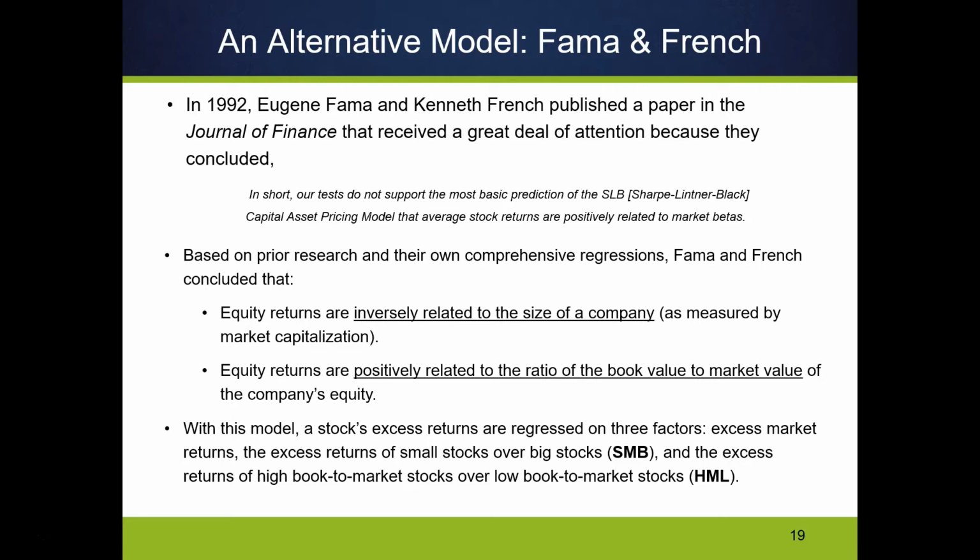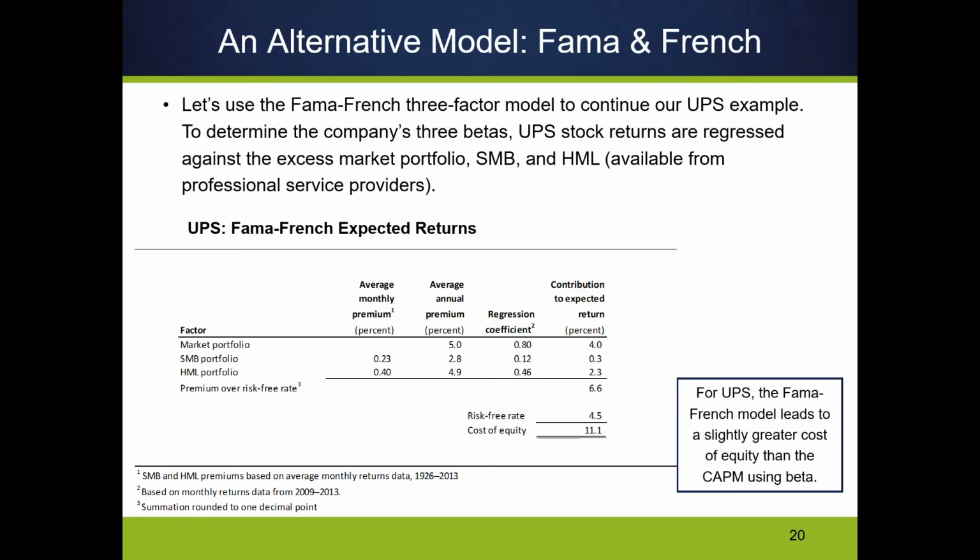And so instead of just using the one factor, which is the systematic risk factor, we use three factors, and that's why it's called a three-factor model. Systematic risk, the size of the company, and the book-to-market value of the company. And so we run a regression, and I'll show you an example here.